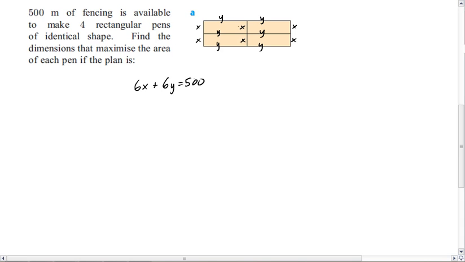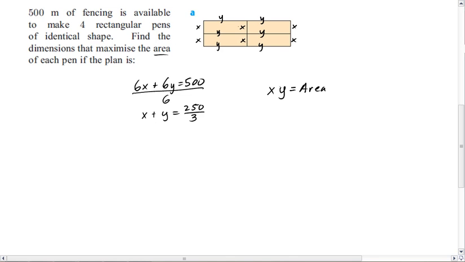Okay, now I'm going to go ahead and simplify that just a little bit by dividing everything by 6, because then I'm going to have x plus y equals 500 over 6, which is the same thing as 250 over 3. All right, now since I'm looking for area of each pen, this pen has an area of x times y, right? Length times width, and so that will give me the area.